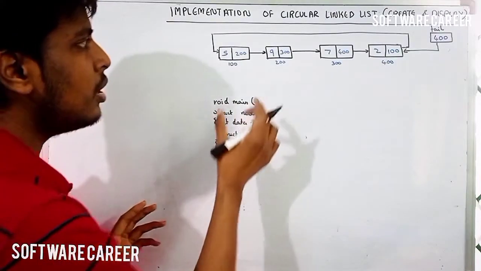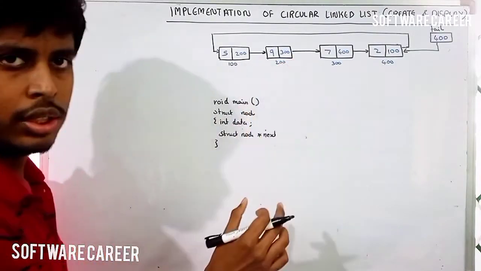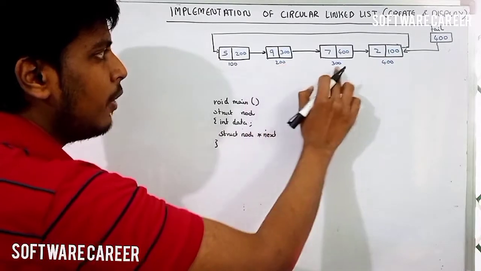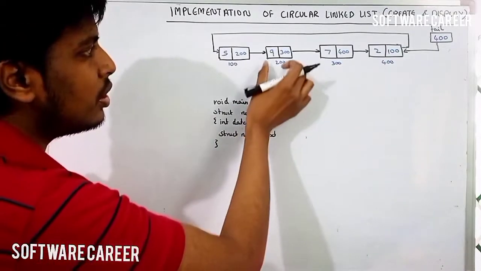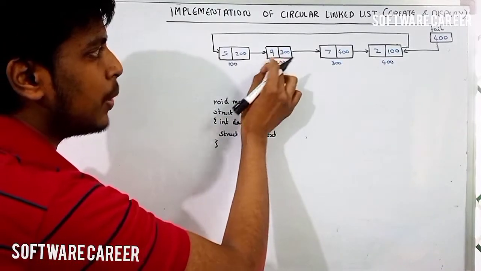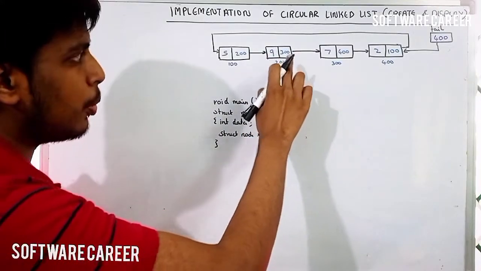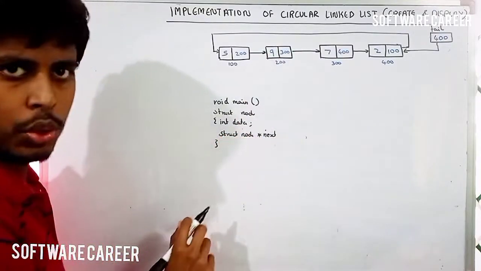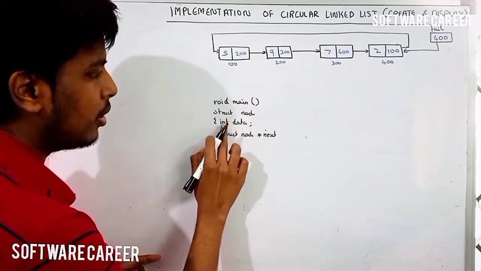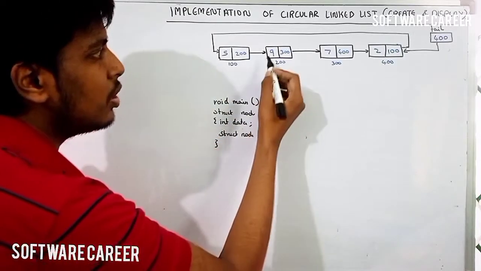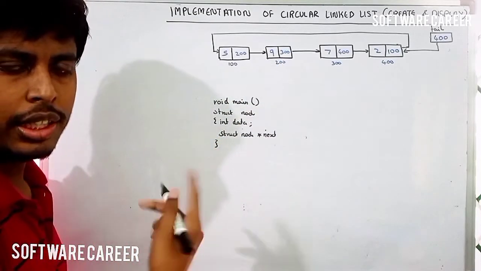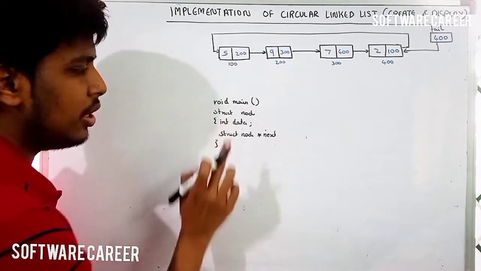Now let's see how to create this circular linked list by using tail pointer. First, we should know the structure of a node. These are the nodes: first node, second node, third node, fourth node. Now, what is the structure of each node? It contains two parts. One is the data part and the other is the pointer part. So I am writing in the code. First is the data part, int data. We are storing integer type, so the data type is int.